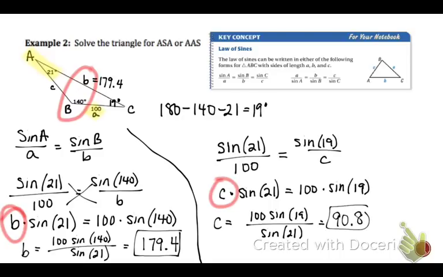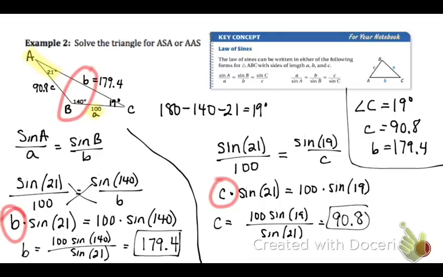I get 90.8 for side C. If this gets a little messy labeling your triangles, you could come out here to the side and say, okay, angle C is 19 degrees, side C is 90.8, side B is 179.4. So you could write your answers in a nice little box out here to the side on your homework, if that kind of makes it a little bit easier to read.